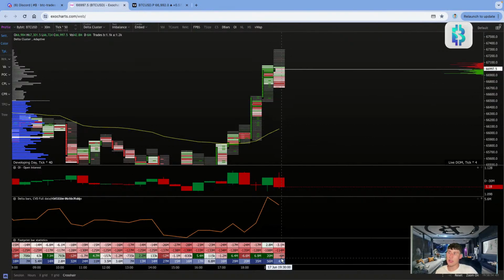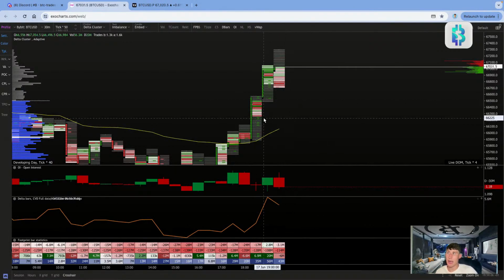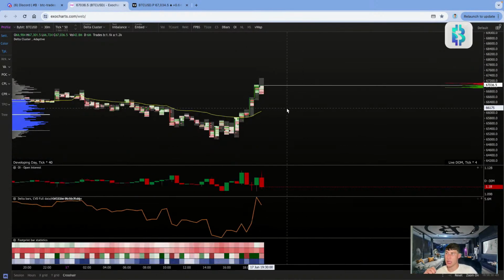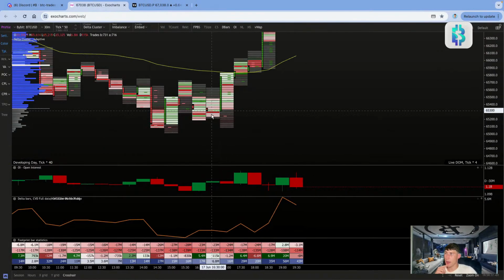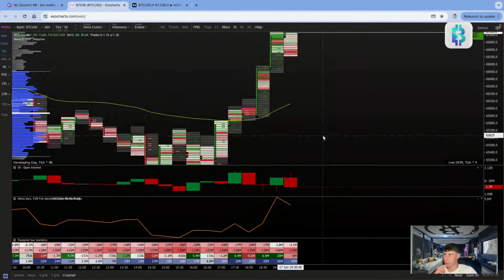So we're seeing some longs taking profit. Yes, you could say these are shorts opening up, but no, open interest is decreasing. So I know this is money leaving the market. This is just longs taking profit, and I'm not worried about this. But I can see here longs are opening up there, longs are opening up there, longs are opening up back here as well.